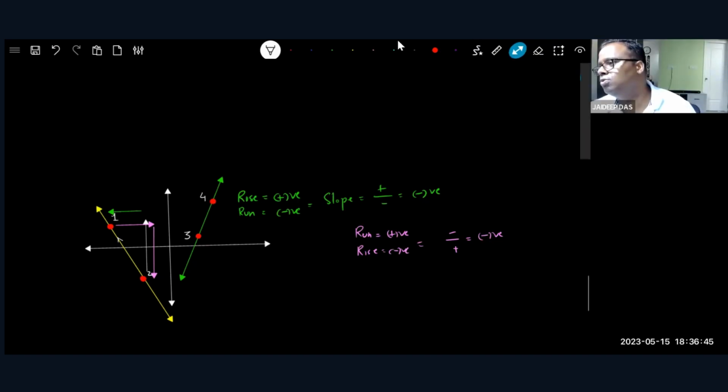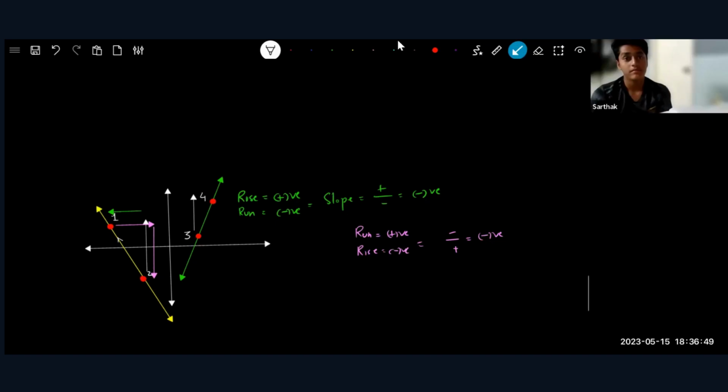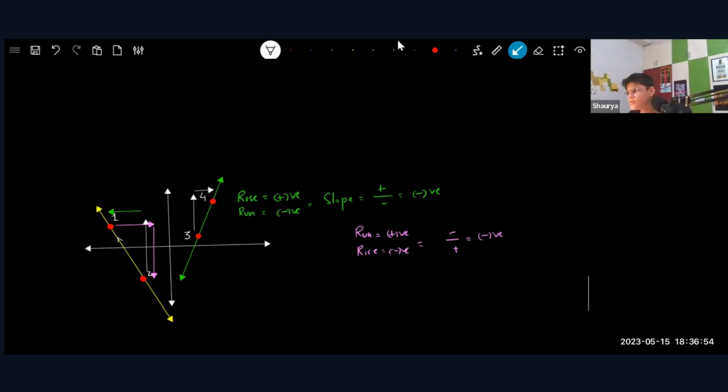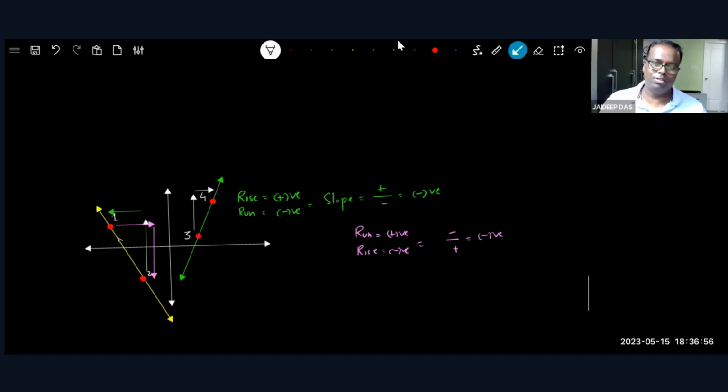चलो 3 to 4 move करेंगे. 3 to 4 move करने के लिए rise कैसा हुआ? Positive. And then run? Run is also positive. So slope is positive. Yes, sir. Rise is positive.